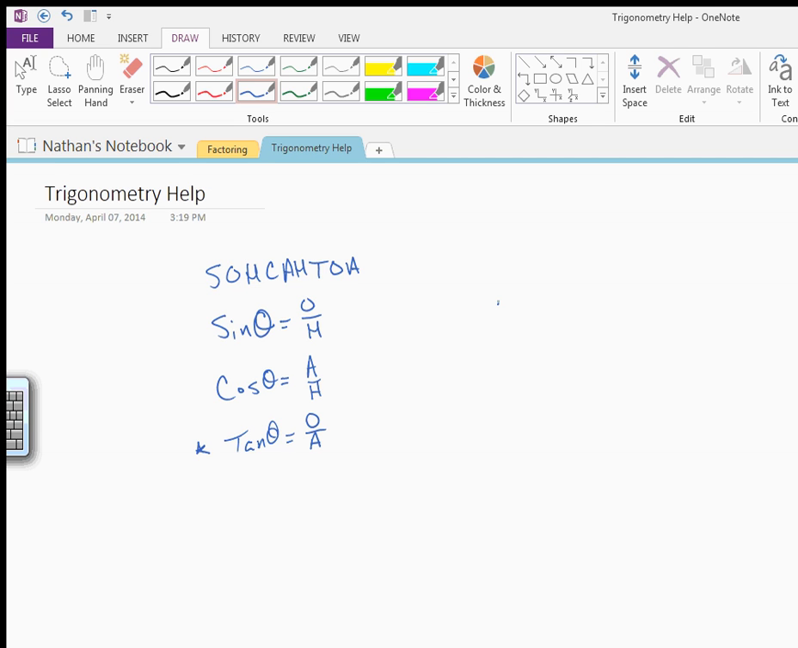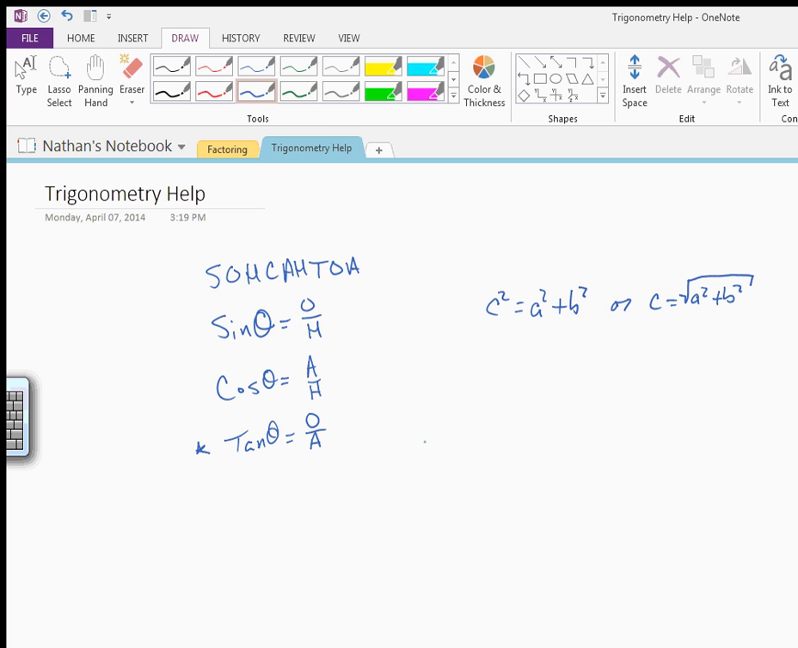There's also Pythagorean's theorem, which is, of course, a squared plus b squared equals c squared, or c equals the square root of a squared plus b squared. Let me write that out here.